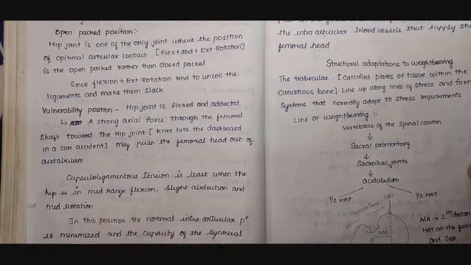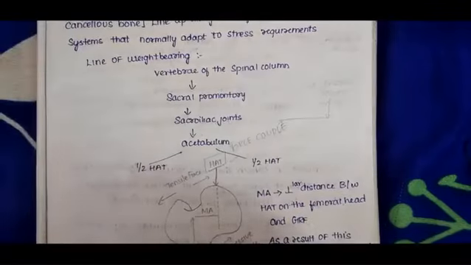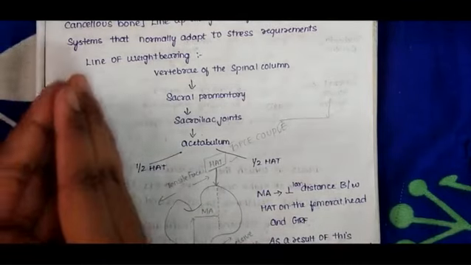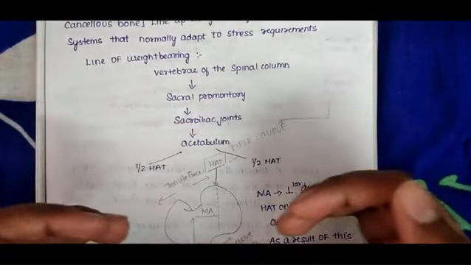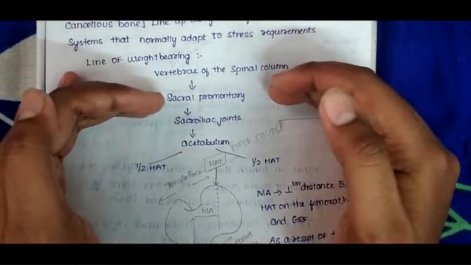Okay, now let us discuss the structural adaptation to weight bearing in detail. First, let us discuss the line of weight bearing. The weight of your head, arm and trunk from the vertebrae of the spinal column will transmit to the sacral promontory.